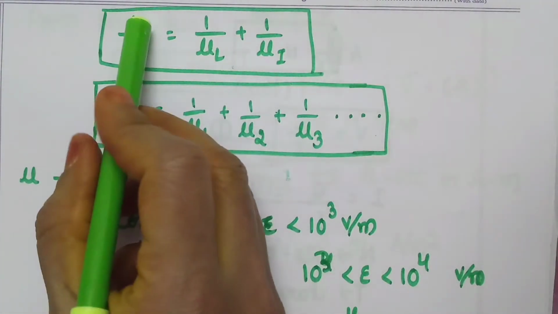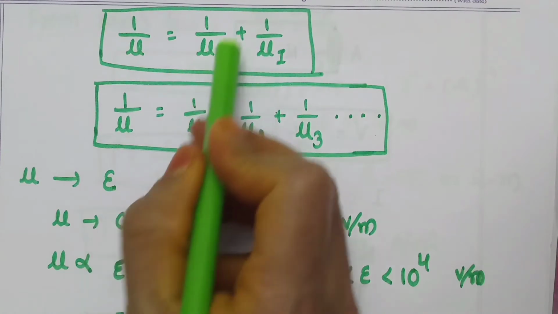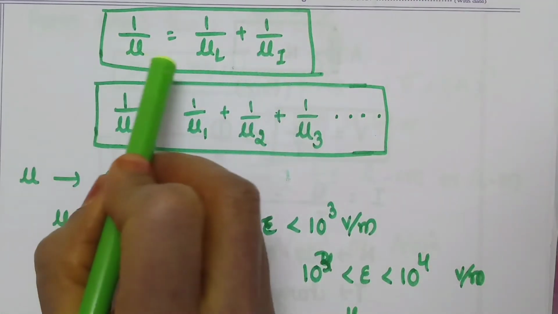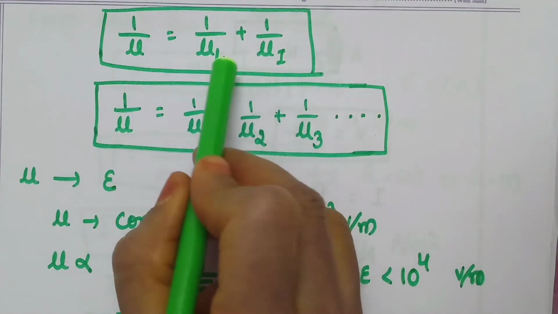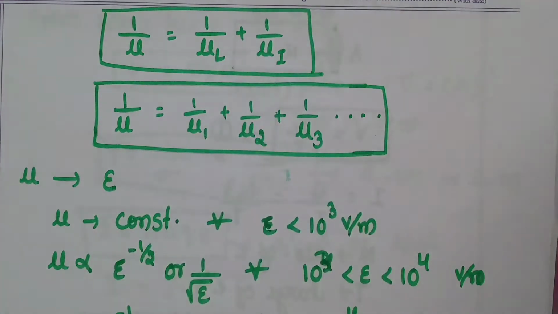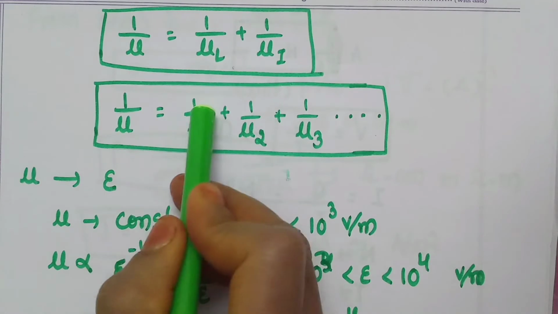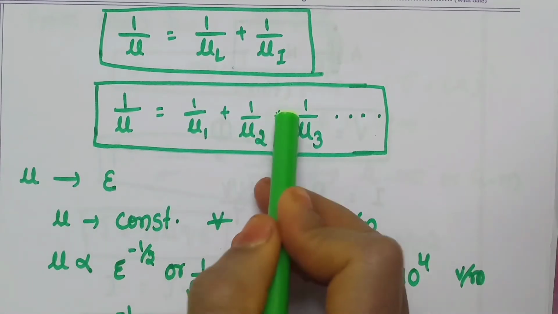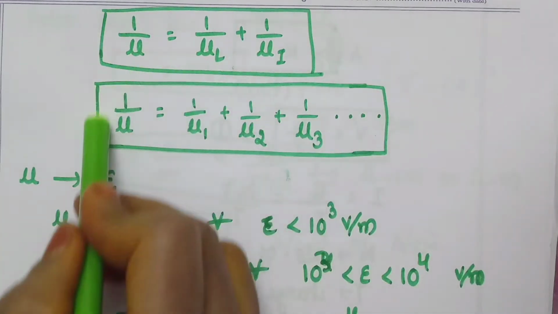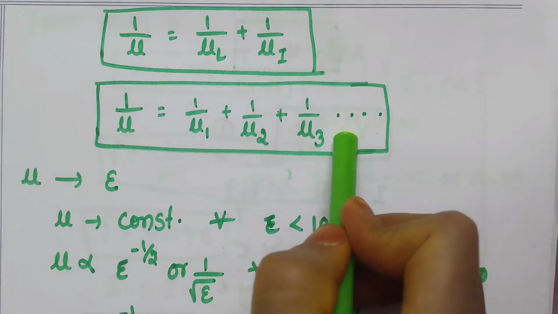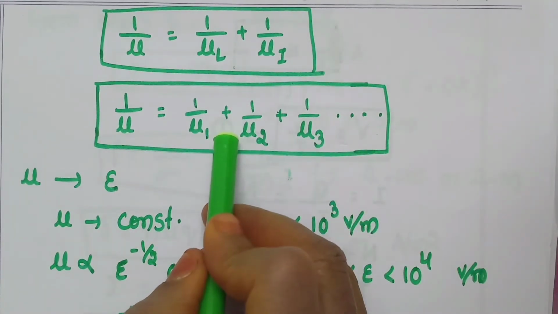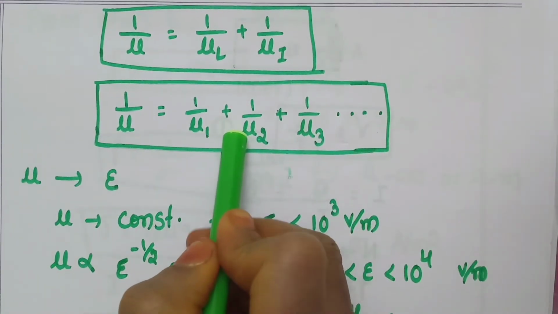So we can say that 1 by mu is equal to 1 by mu L plus 1 by mu I. That is, the total mobility combines the lattice and the impurity mobilities. And we can generalize this mobility equation as 1 by mu is equal to 1 by mu 1 plus 1 by mu 2 plus 1 by mu 3 and so on. This is a generalized expression for the mobility. This is very useful in solving problems as well as in the GATE exam.